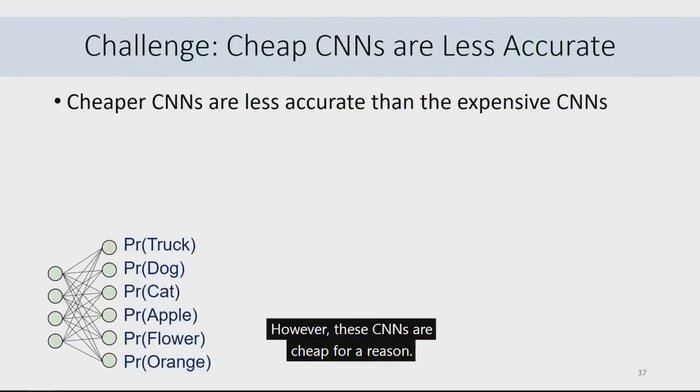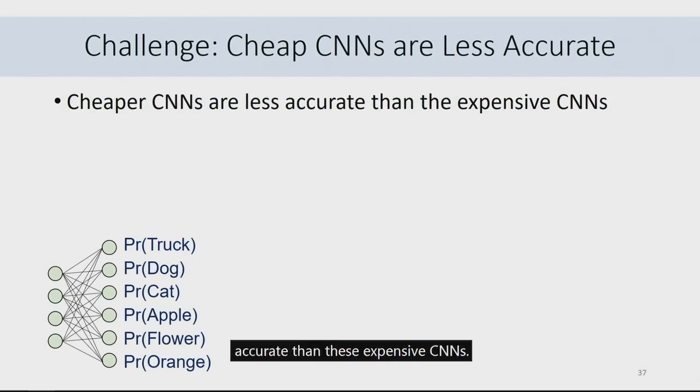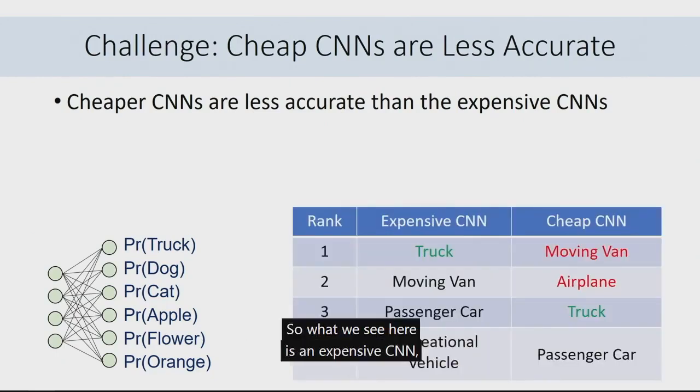However, these CNNs are cheap for a reason. They're cheap because they're also considerably less accurate than these expensive CNNs. Take this example, where we're running a classifier that says what kind of object it is. An expensive CNN will produce the outputs by ranking what it thinks the object is, from most likely to least likely. For instance, it could take a certain image and say, I think it's a truck, then it might think it's a moving van, and so forth.